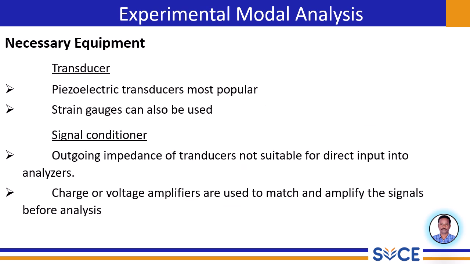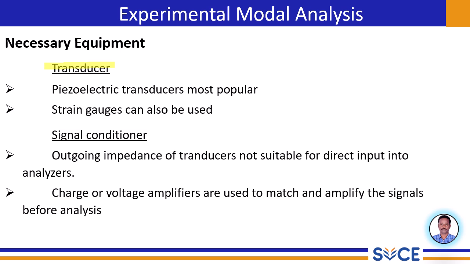The first key piece of equipment we need to measure the structure's response to the applied excitation is our transducers. As mentioned earlier, transducers convert physical motion into electrical signals that our analyzers are able to understand.